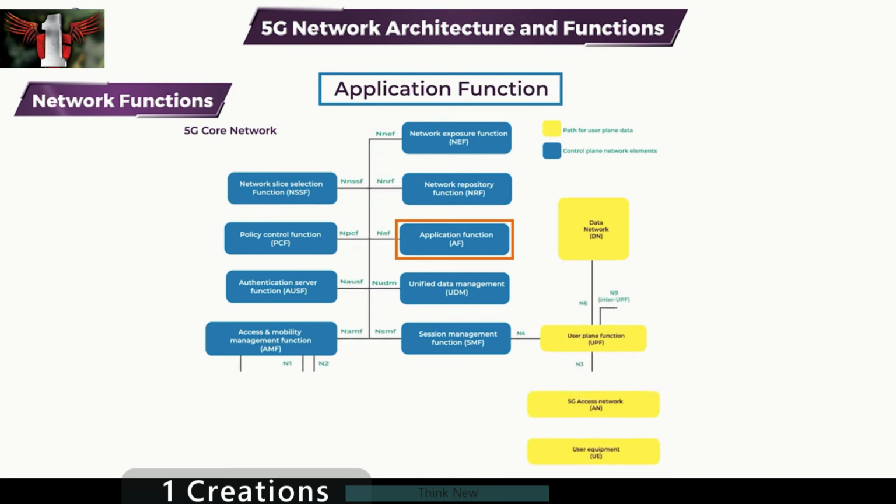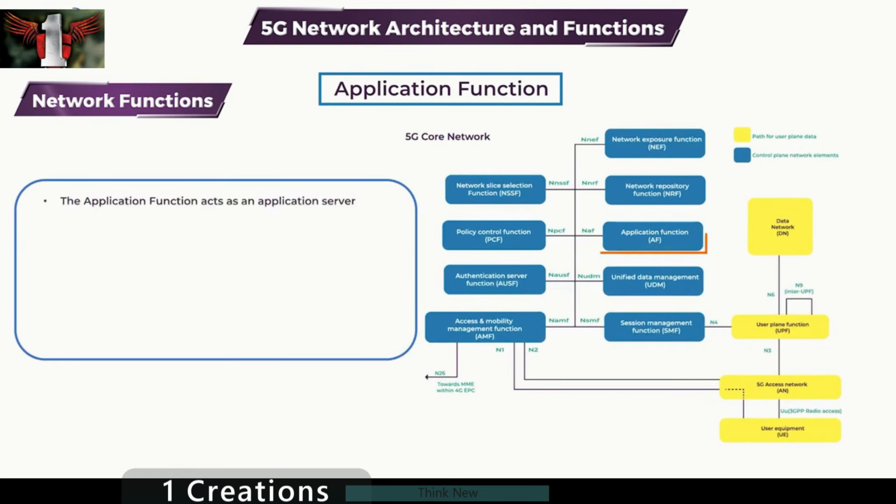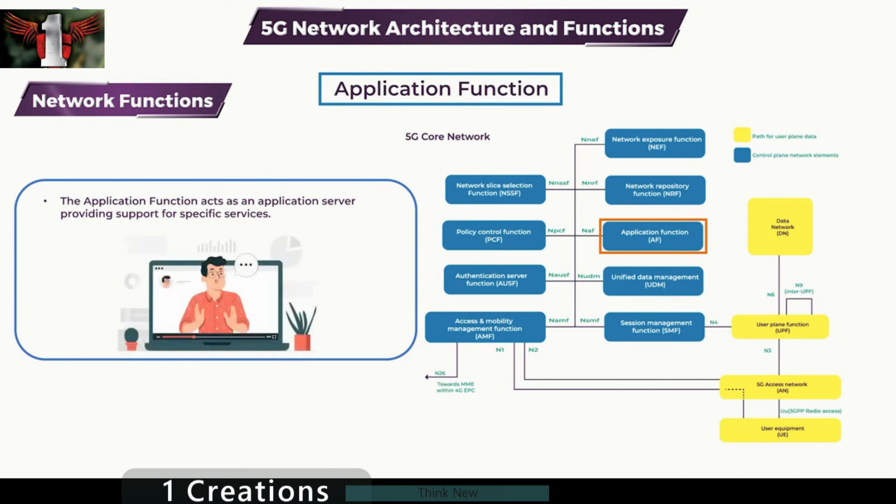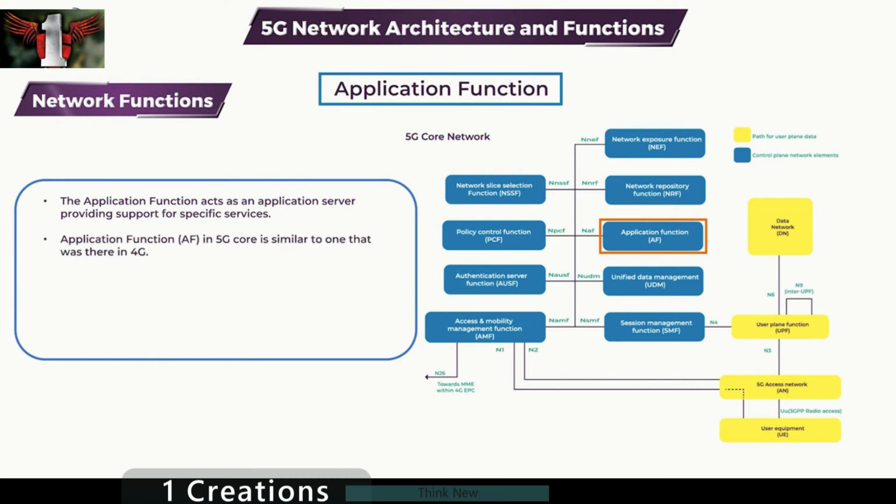The AF is a control plane function within the 5G core network. The application function acts as an application server providing support for specific services. For example, there could be an application function for a video streaming service. Application function AF in 5G core is similar to the one that was there in 4G. Application functions with direct access to the 5G core network are connected to the PCF using the N5 reference point.